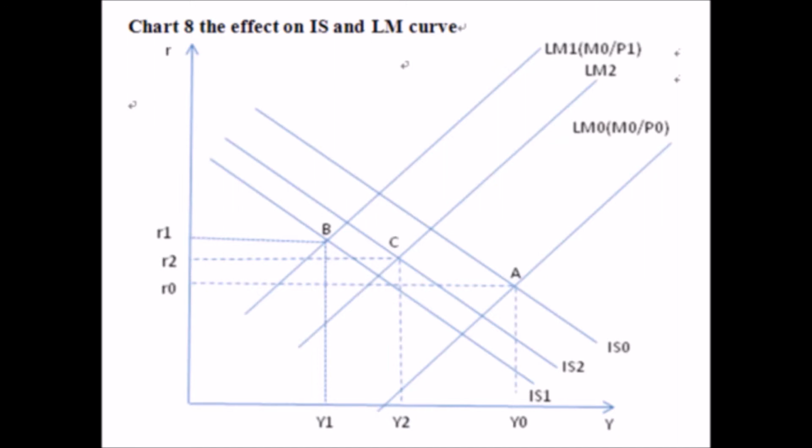As the government's fiscal program pressures banks to decrease the interest rate from R1 to R2 and keep rates low, the investment will increase from I1 to I2, which will shift IS1 to IS2, decreasing price from P1 to P2, which will shift LM1 to LM2, making income increase from Y1 to Y2.